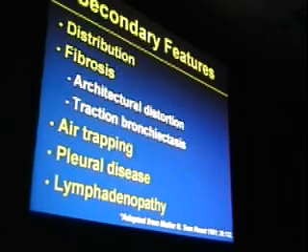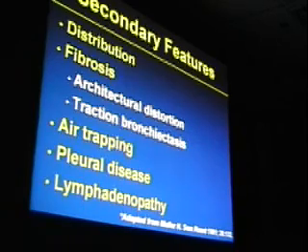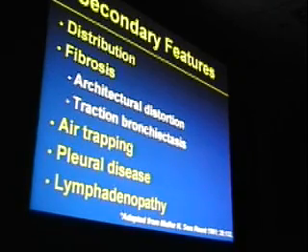Now, there are secondary features which are of help as well, and that includes distribution of disease. That's of particular importance. Evidence of fibrosis, architectural distortion, and traction bronchiectasis can help in differentiating between various causes of ILD. Presence or absence of air trapping, pleural disease, and lymphadenopathy are important ancillary features that may suggest one particular diagnosis. In the case of lymphadenopathy, we might think of sarcoid. Pleural disease, specifically pleural plaques, we might think of asbestos-related lung disease.